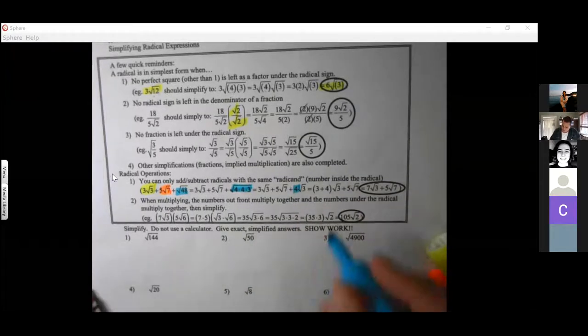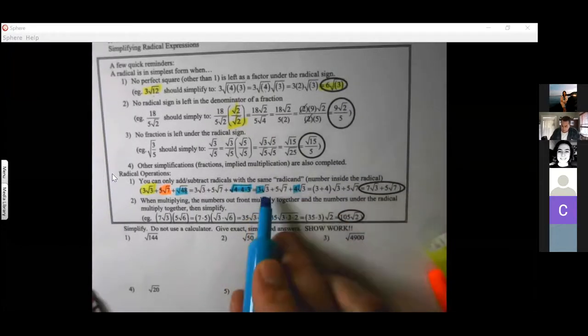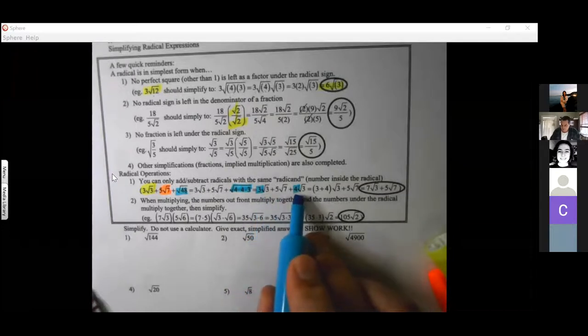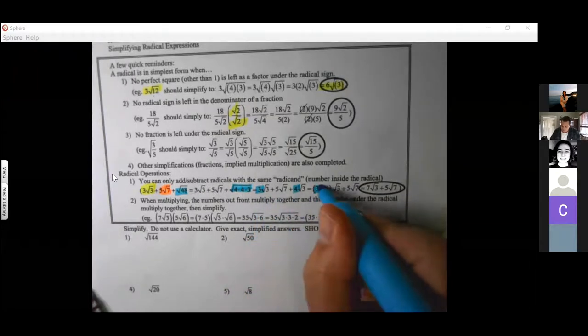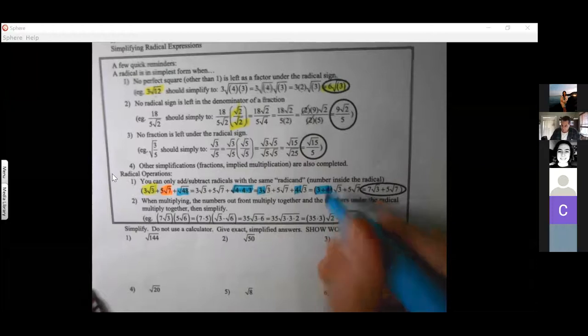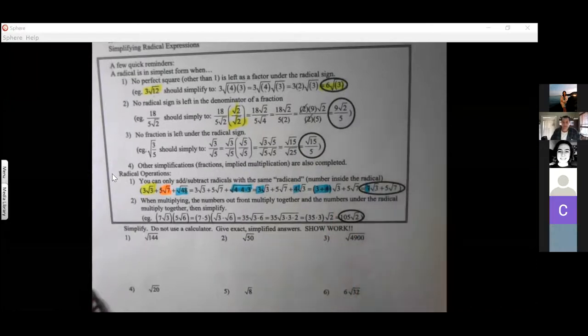So I can pull that out as a 4. And now you'll notice that I've got 3 roots of 3 plus another 4 roots of 3, which means I've got 3 plus 4 roots of 3, or 7 roots of 3. By knowing how to simplify these radicals, we can take complex expressions and pull the corresponding parts together.